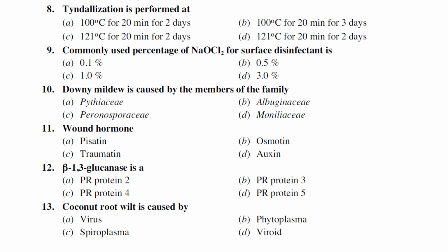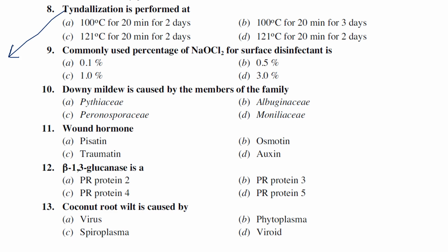Tyndallization is performed at what temperature? Tyndallization is a specialized technique developed by John Tyndall for the killing of bacterial endospores. Bacterial endospores cannot be killed at normal temperature or normal heat. There is a specialized technique for killing endospores called tyndallization, which is recommended for this purpose. Bacterial genera like Bacillus and Clostridium generally produce these endospores, or heat resistant spores.